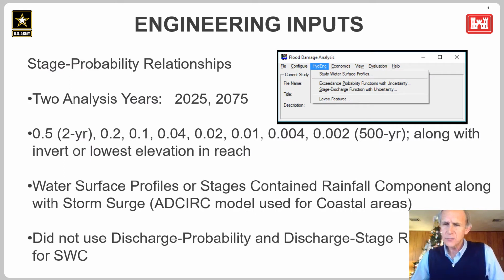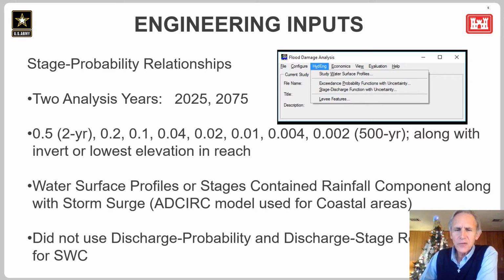And so we had our stage probability relationships, which are the study's water surface elevations, as you can see in the hydro engineering portion of the model. And we set it up for 2 analysis years, 2025 and 2075. The model will allow you 2 years. And you can provide up to 8, and you have to, in fact, provide 8 stage probability relationships, along with the invert of the lowest elevation in a reach.